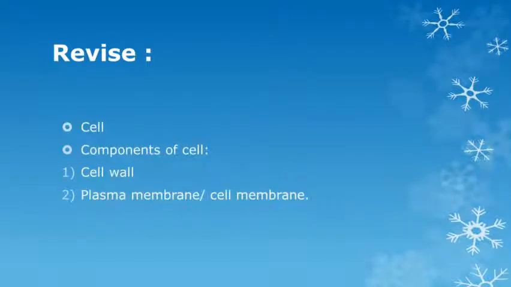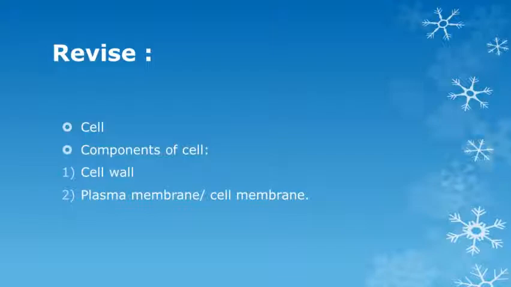We have discussed the cell. We have seen what a cell is. So what is a cell? It is the basic, fundamental and structural unit of all living organisms. That means plants and animals all have cells and components of cells. There we discussed two components of the cell, that is the cell wall and the plasma membrane, also known as the cell membrane.